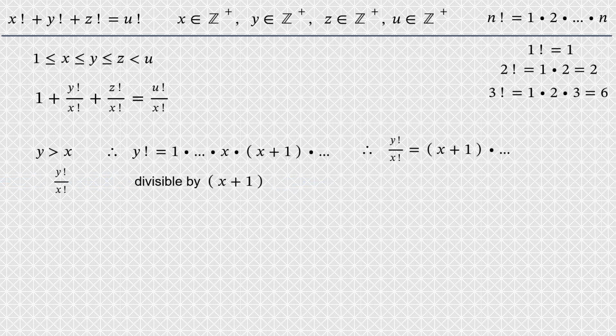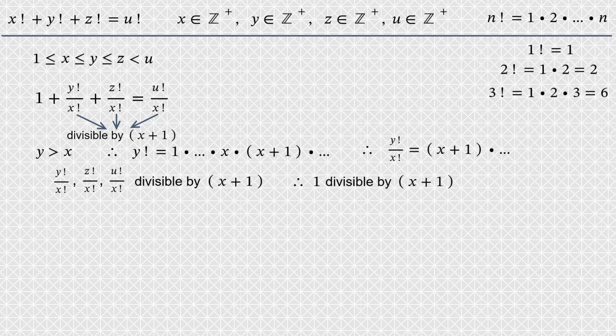Since z and u are no less than y, they are strictly more than x. Therefore, in a similar way, z factorial over x factorial and u factorial over x factorial are divisible by x plus 1. We see the 3 terms in the equation are divisible by x plus 1. Therefore, the remaining term, which is 1, must also be divisible by x plus 1.